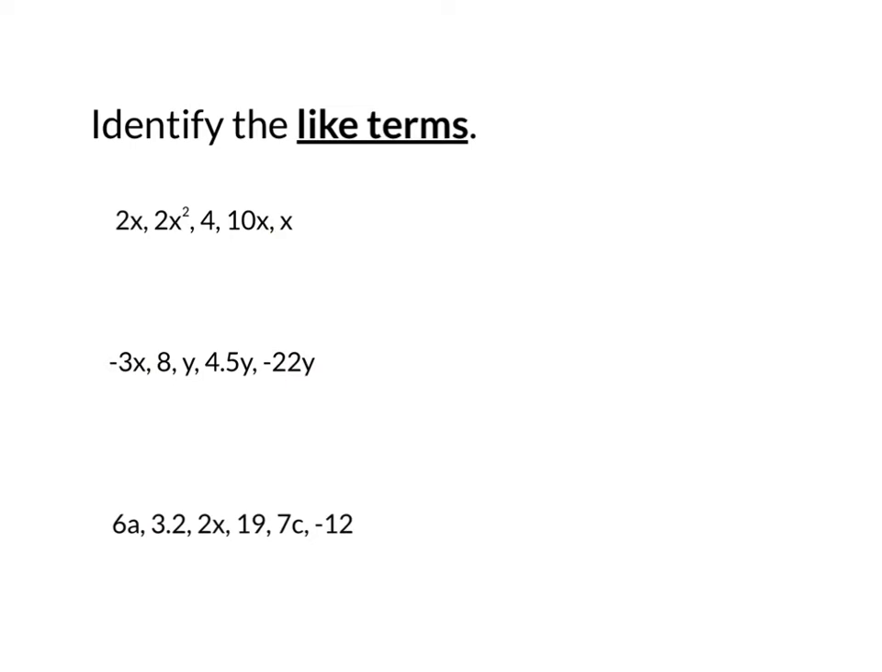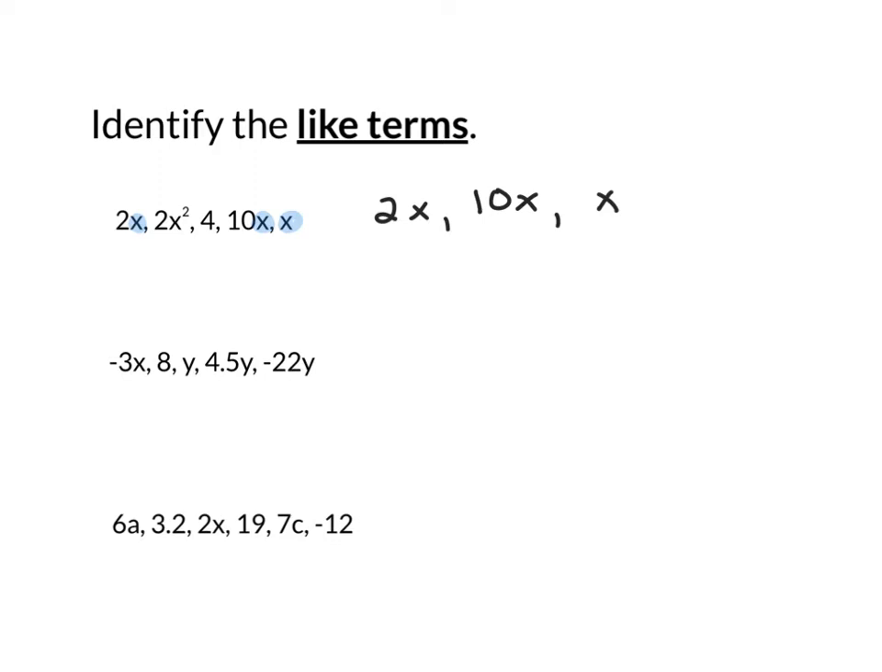Let's look at 3 sets of monomials and identify the like terms. Identify also means that we need to be able to recognize which monomials are the same. The same because they're numbers, or the same because they have the same variable at the same power. I notice the x variable is here, here, and here. So we can list 2x, 10x, and x as like terms. Those could be added. Only like terms can be added.